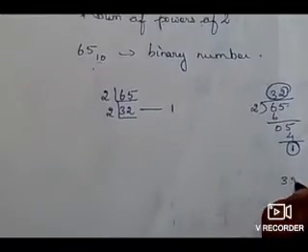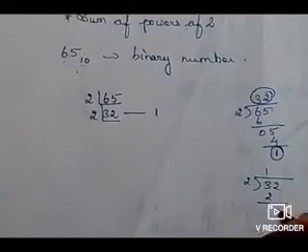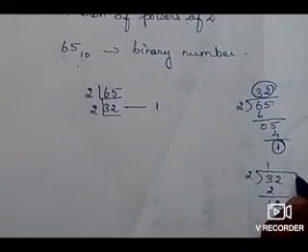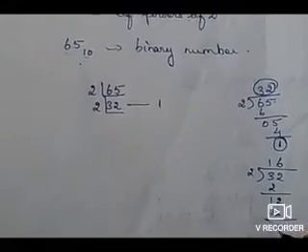Here, 32 divided by 2. 1 2 is 2, remaining 1. Then bring this 2 down. Then 6 2s are 12. What is the remainder? 0.